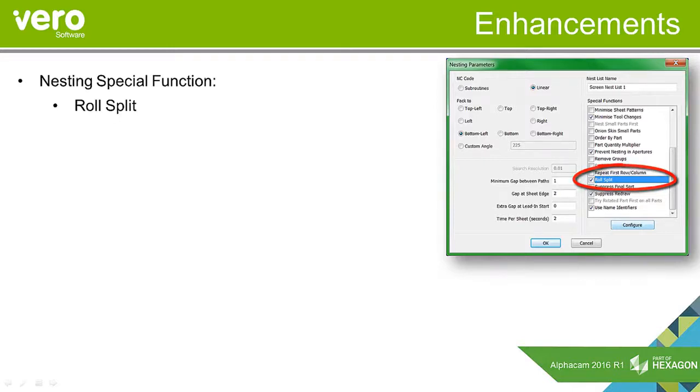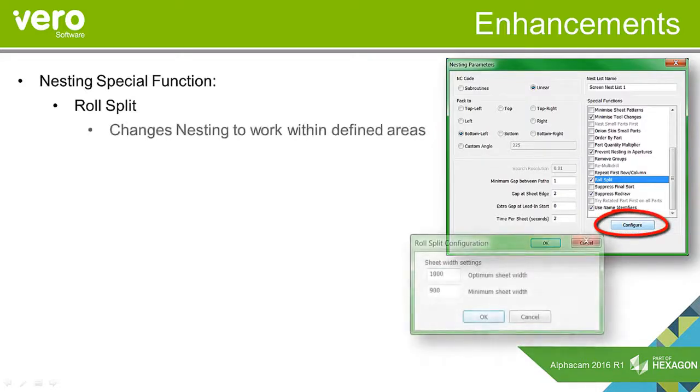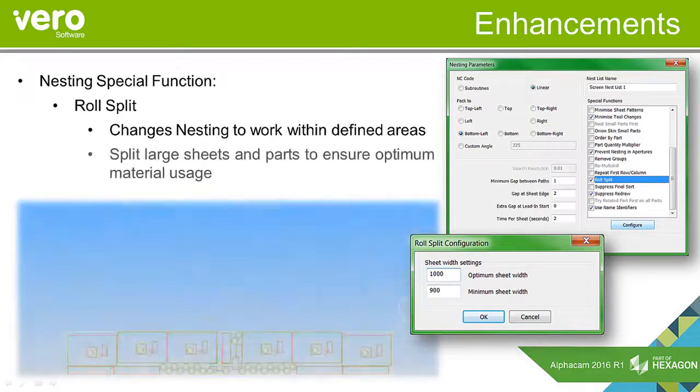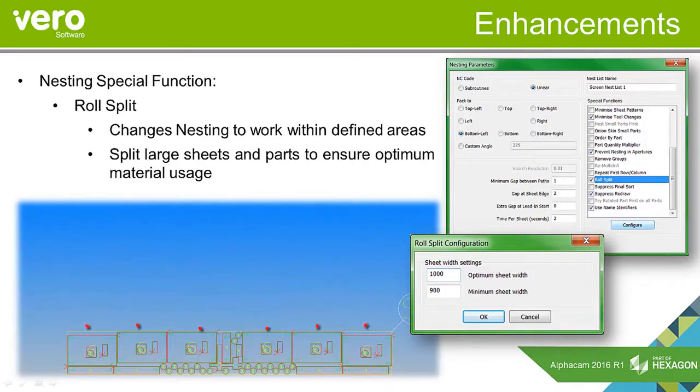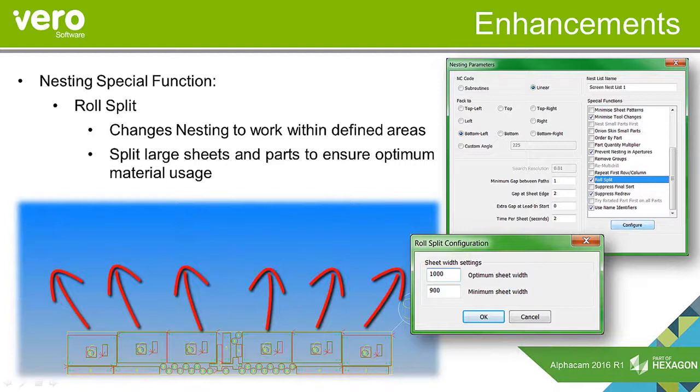There are many customers out there using knife cutting machines that would have a long roll of material that they want to nest all of their parts into, but their machine actually only has a specific working area. So what we can do is, using the configure option, we can configure the optimum and minimum sheet widths. And then what nesting will do is it will take a large sheet, and then using the configurations that we've made, it will split it out into separate sheets for the post processor to then output these separate programs.